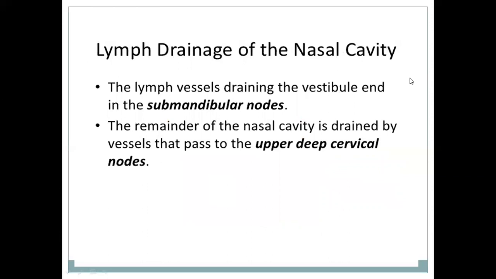Lymphatic drainage of the nasal cavity. The lymph vessels drain the vestibule into the submandibular nodes. The area of the vestibule is inside the nasal cavity. The cavities inside the nose are called the vestibule, and the vestibule has a modified epithelium covered by skin.